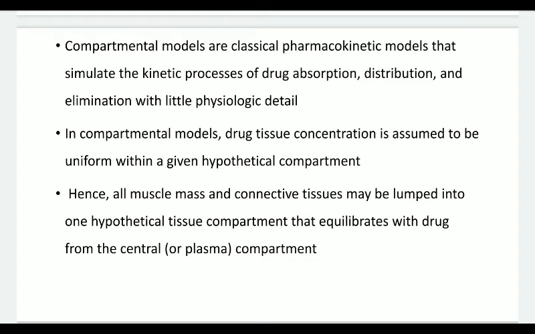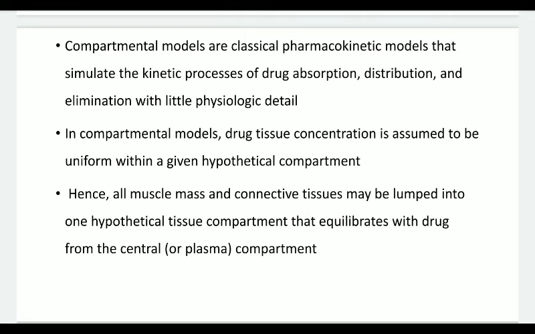In the compartment model, drug tissue concentration is assumed to be uniform within a given hypothetical compartment. So practically it is not possible that each and every tissue has a uniform concentration of drug, but for the ease of calculation we have to presume that the tissues which are part of any one compartment have an equal amount of drug.